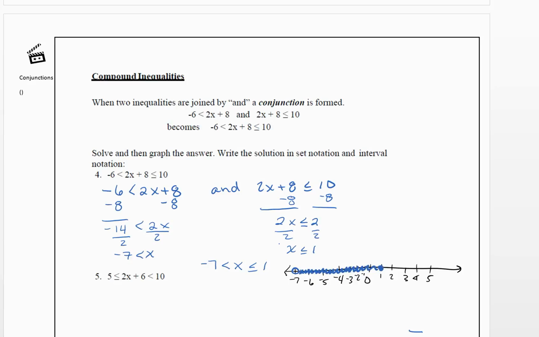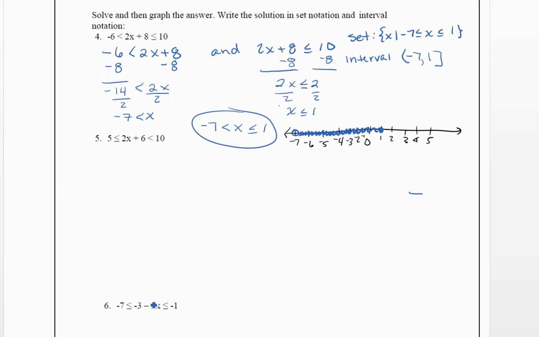Now, to write it in set notation, we're just going to say x such that, and we'll write the statement that we wrote right here: -7 is less than x is less than or equal to 1. Now the interval notation, well, for our graph we're starting at -7 with an open dot, so we're going to use parentheses -7, and we're going up to a closed dot at 1, so we'll go up to 1 with a square bracket.